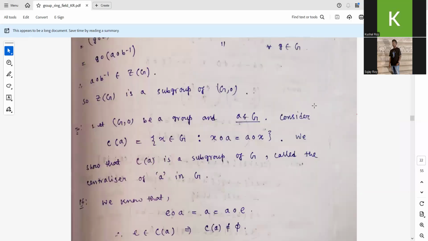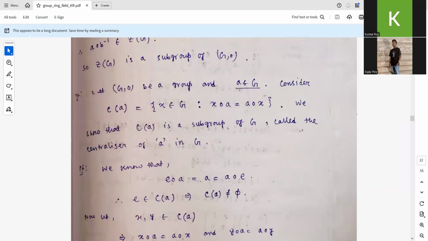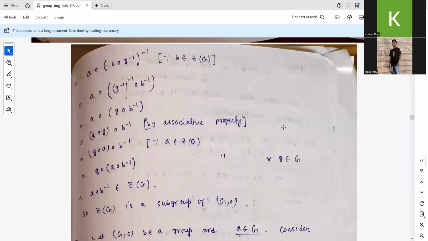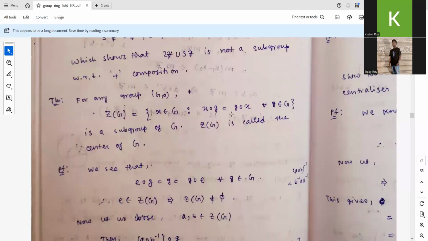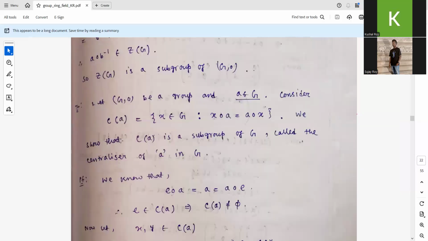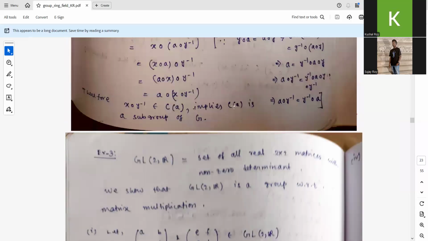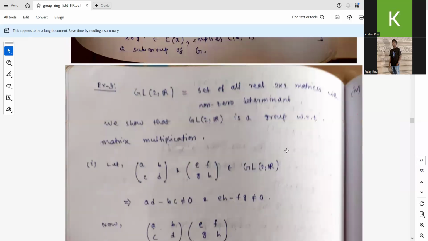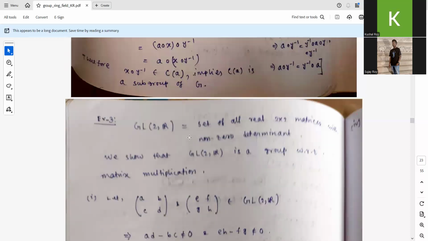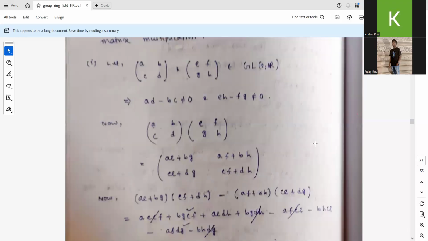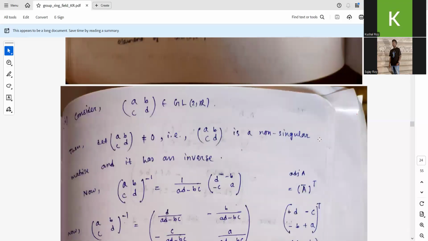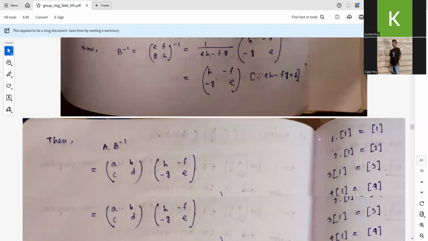Now let us come to our next theorem, where we have considered the centralizer of an element. Just like the previous result, we can easily prove that the centralizer of a particular element forms a subgroup. There is also a result on the group of matrices, but for now we skip this portion.